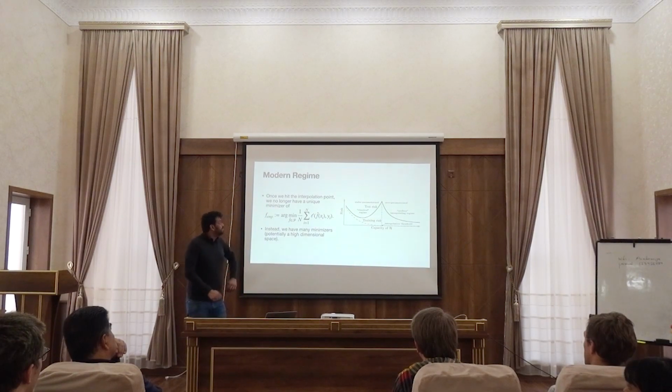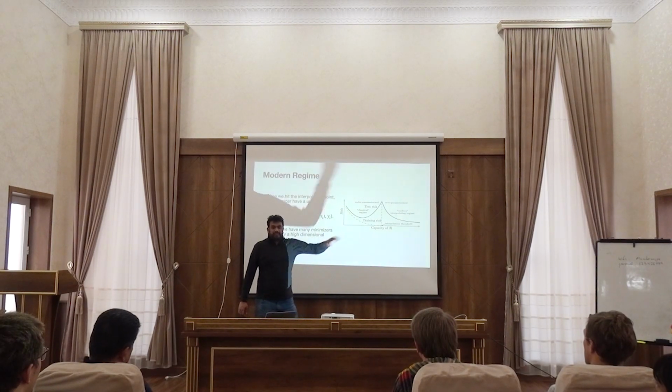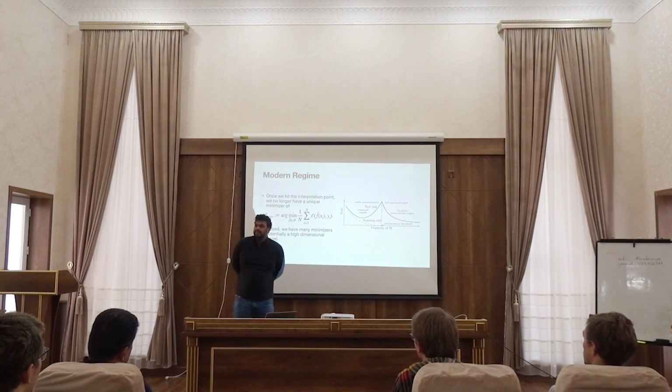Right, so this is sort of the modern regime. Once we have hit the interpolation point, we no longer have a unique minimizer. We have many minimizers, and we see this sort of double descent. Yeah. So in your picture, it's interesting.